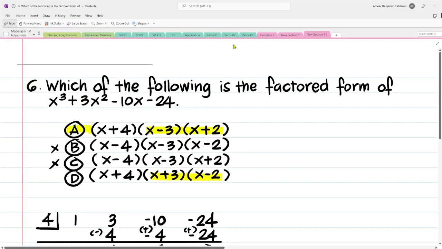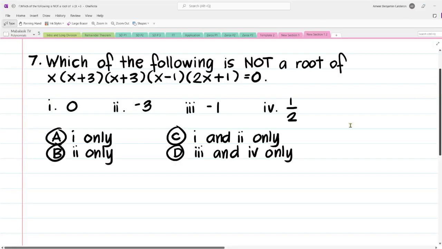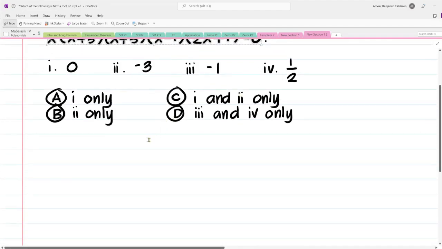Move on to the 7th problem. Which of the following is not a root of x times x plus 3 times x plus 3 times x minus 1 times 2x plus 1 equals 0. Ang kagandahan sa problem na to, naka-factored form. Dahil naka-factored form, hindi na natin kailangang mag-factor obviously.